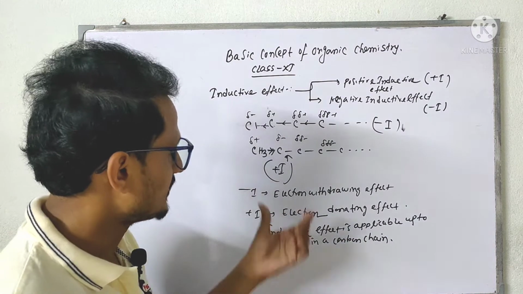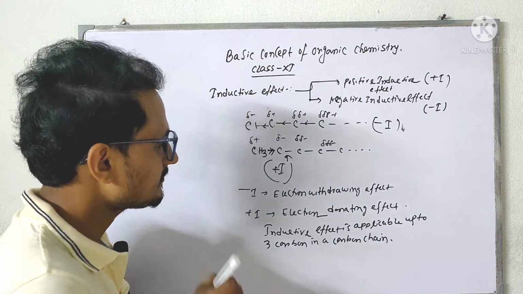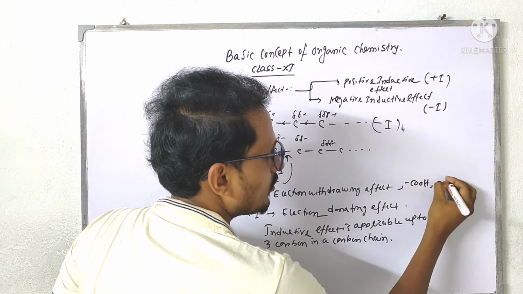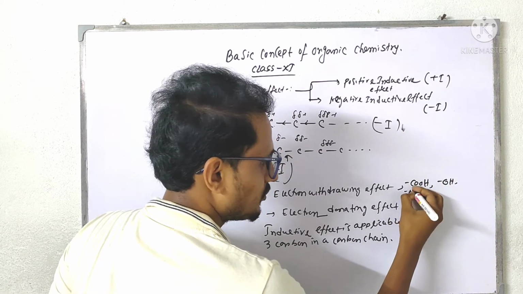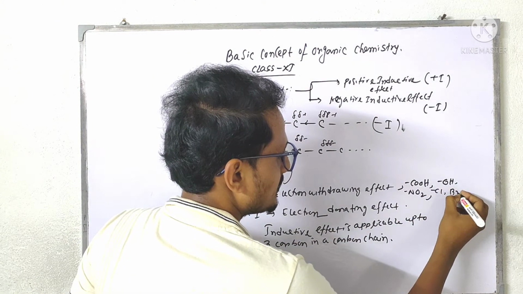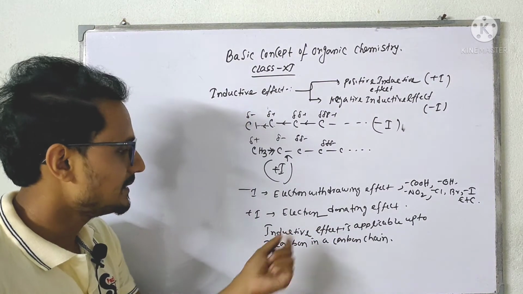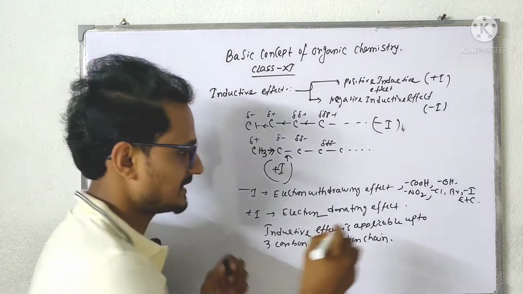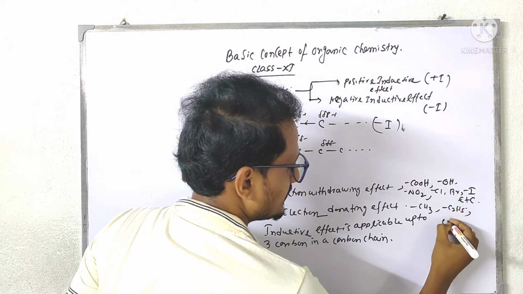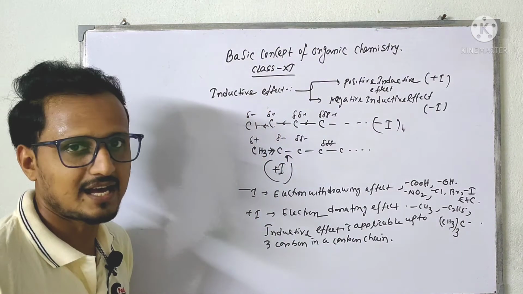Okay, so now what are the groups that have the minus or plus I effect? Minus I affecting groups are like this. COOH group has minus I effect, OH group has minus I effect, NO2 group, nitro, has minus I effect, all the halogens like fluoride, bromide, iodide, etc. all have minus I effect. And plus I affecting groups are alkyl groups like CH3, C2H5, C(CH3)3. These have plus I effect.